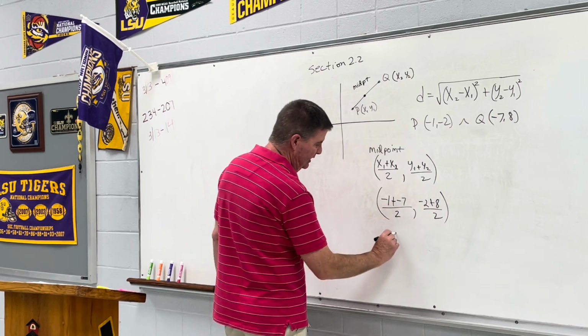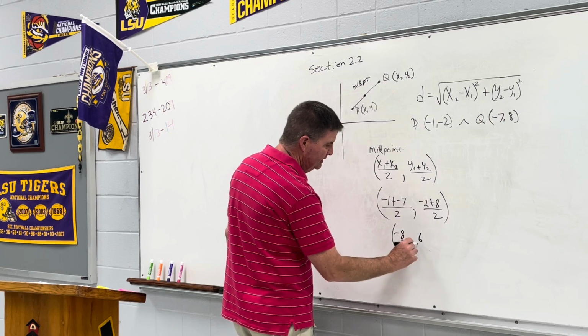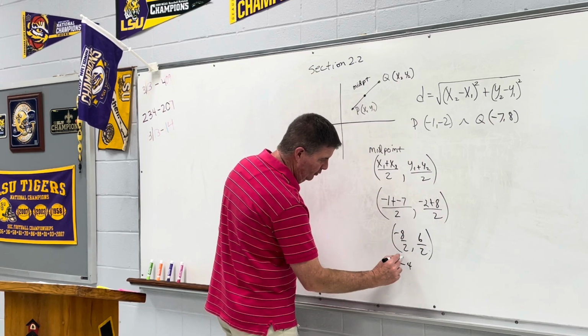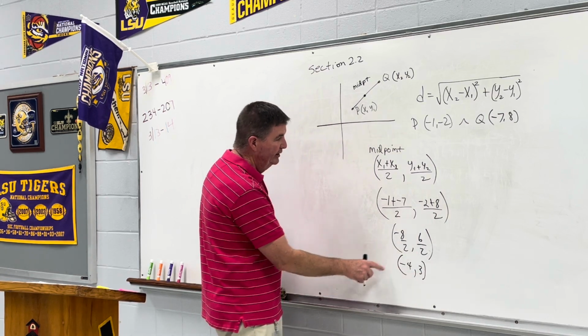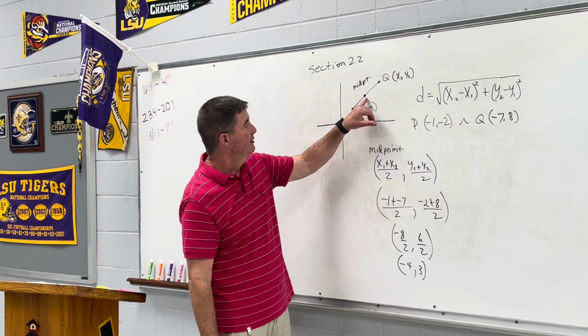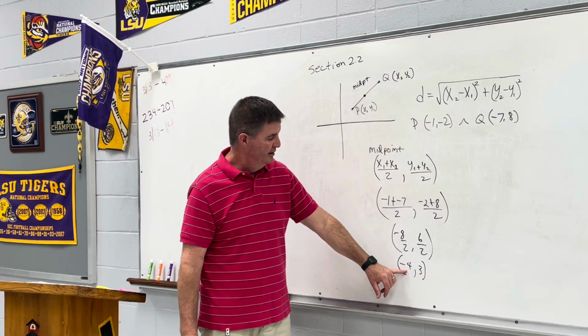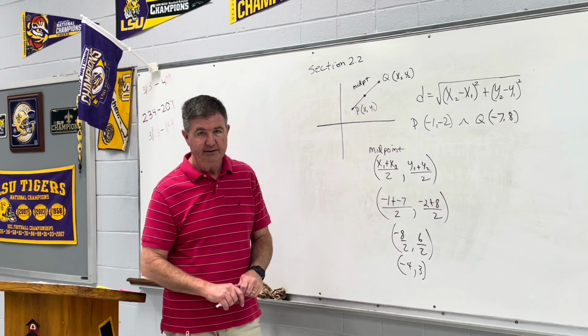This would be -8 over 2, comma, 6 over 2. -8 over 2 is -4, and 6 over 2 is 3. So the midpoint of this particular segment, if these were our endpoints, is -4, comma 3. And that's how you find the midpoint.